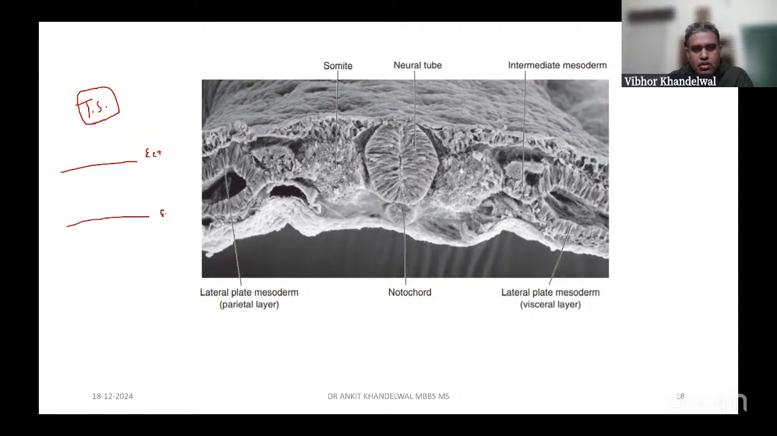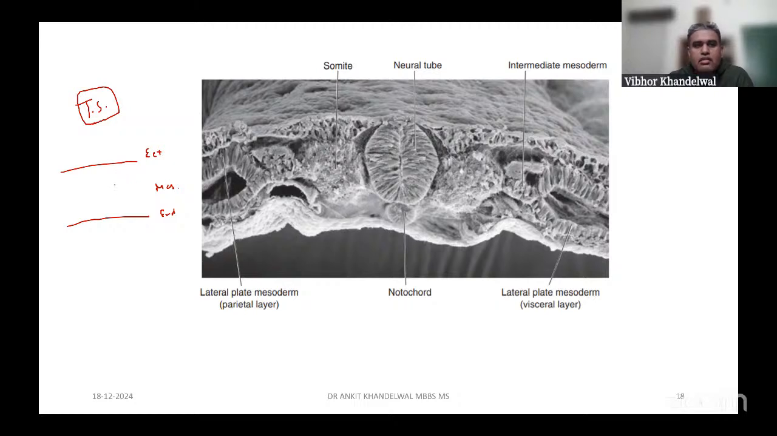We have the endoderm below. In between, we have the mesoderm. Now see what happens: ectoderm is the one that is going to form the skin and all. Endoderm is the one that is going to form the lining of the gut epithelium, lining of the lungs. In between all of this, all the bone, the muscles, the blood vessels, lymphatics, a lot of things are formed by mesoderm. Therefore, mesoderm is very diverse.